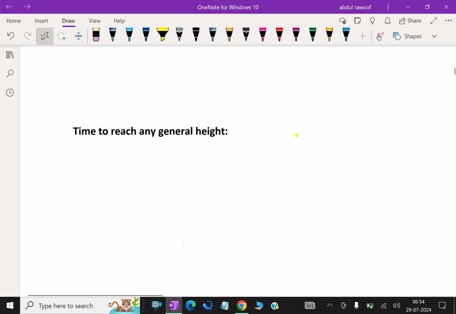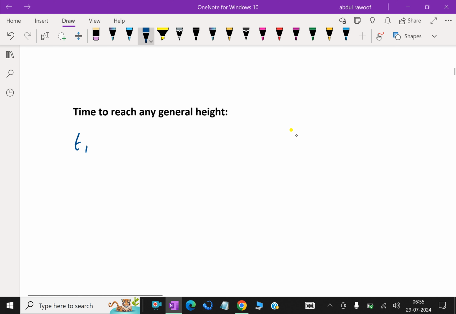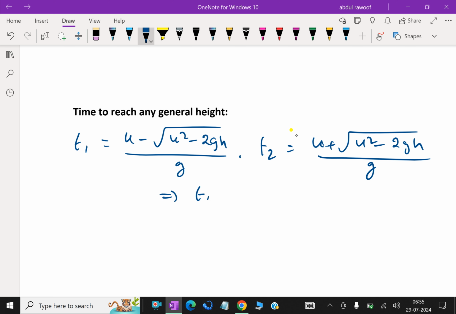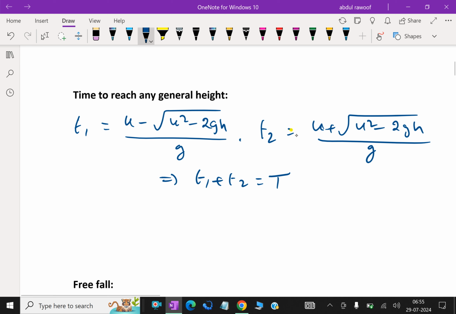Now, t1 equals (u minus square root of u squared minus 2gh) over g, and time t2 equals (u plus square root of u squared minus 2gh) over g, which means t1 plus t2 equals t, that is the time of flight.